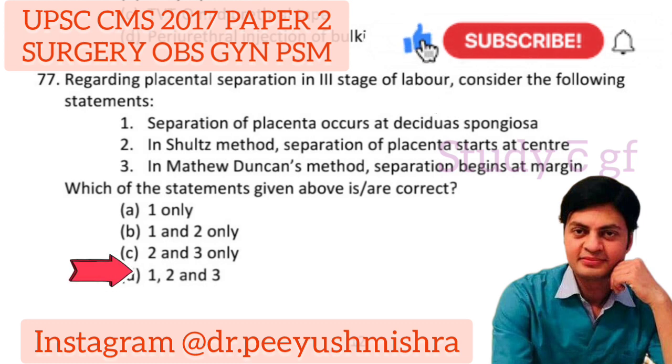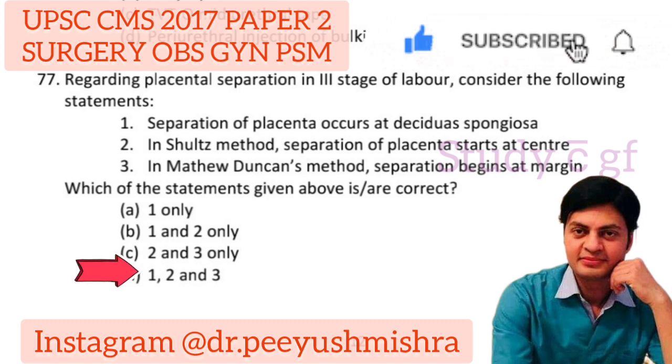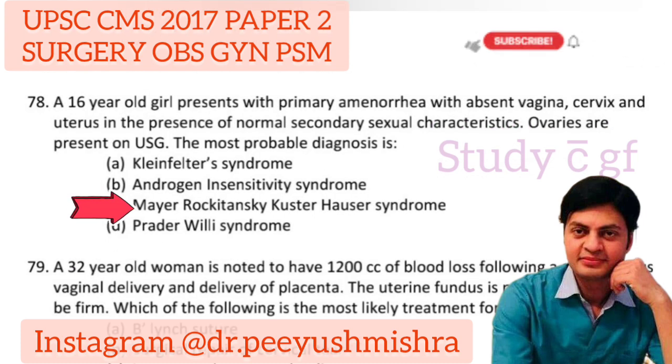Separation of placenta occurs at decidua spongiosa. In Schultze's method, separation of placenta starts at center. In Matthews-Duncan's method, separation begins at margin.